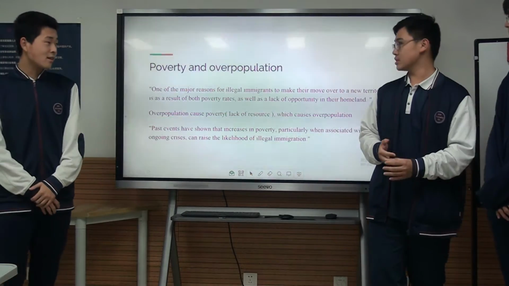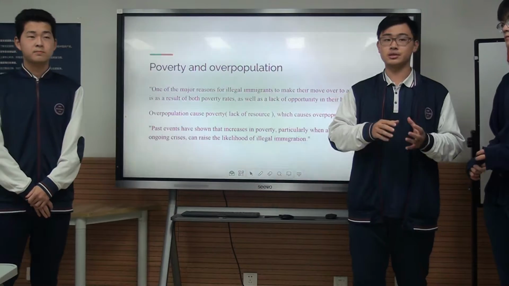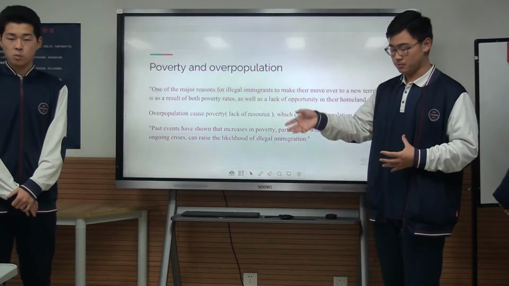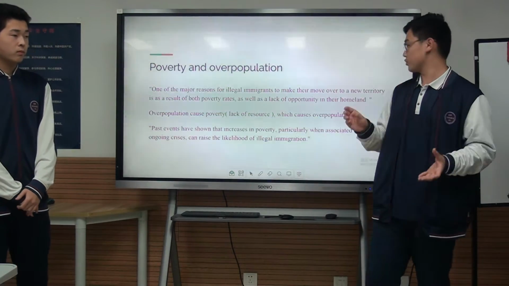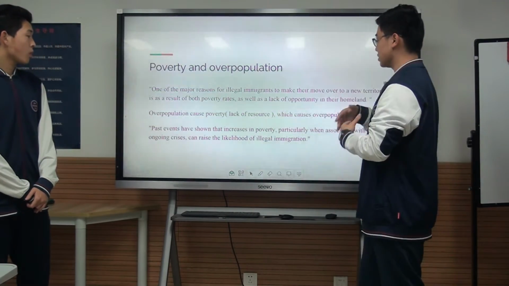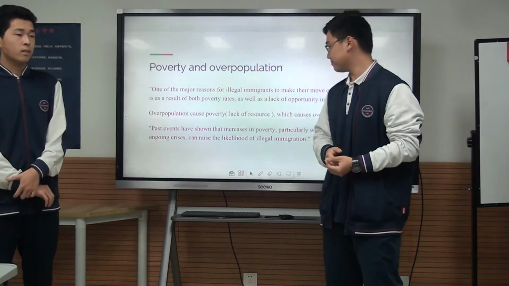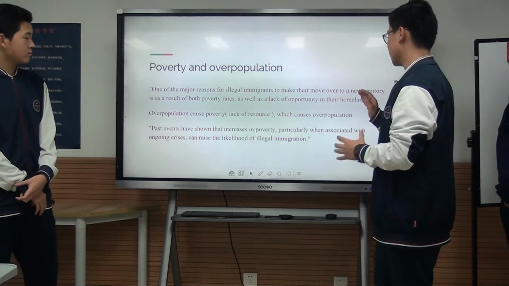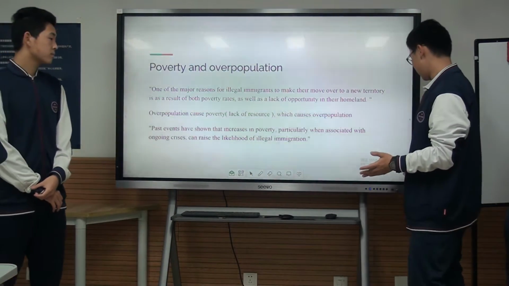So as I was doing some research, I found that one of the major reasons for illegal immigrants to make their move is poverty. And overpopulation is related to poverty as well, because overpopulation causes poverty because there is a lack of resources, and the lack of resources can also end up causing overpopulation because people want to have more children in their family, so they have more workforce. And some past events have shown that increases in poverty, particularly when associated with an ongoing crisis, can raise the likelihood of illegal immigration. And this leads to an example.